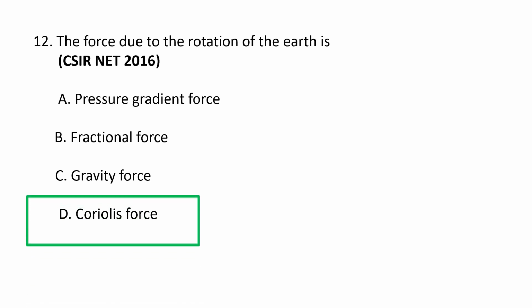Coriolis force. The Coriolis force is an apparent force which is caused by the Earth's rotation that deflects moving objects such as air currents, ocean currents, and projectiles to the right in the northern hemisphere and to the left in the southern hemisphere. It is zero at the equator and strongest at the poles. So the force due to the rotation of the Earth is Coriolis force. D is the correct option.